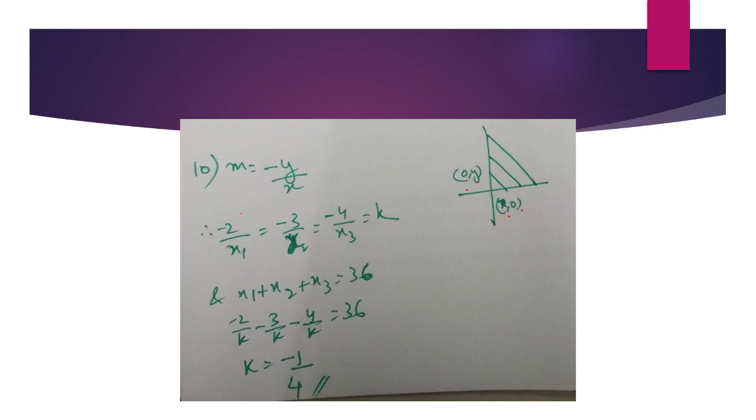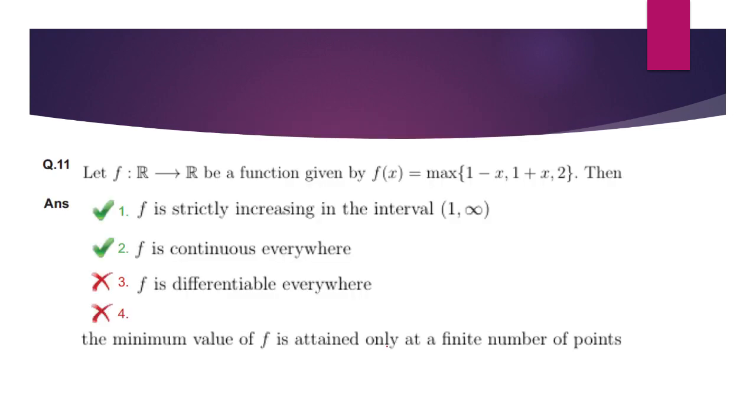So similarly, if the y-intercepts are given as 2, 3, 4, I just substitute 2, 3, 4 over x1, x2, x3, all equal to k. We are given x1 plus x2 plus x3 as 36, it is already given. So substitute them, and I got k is equal to minus 4, that is my slope.